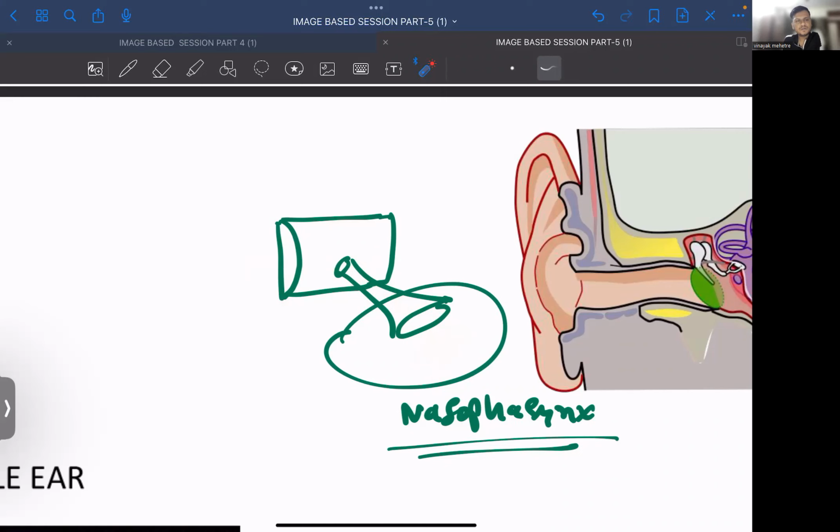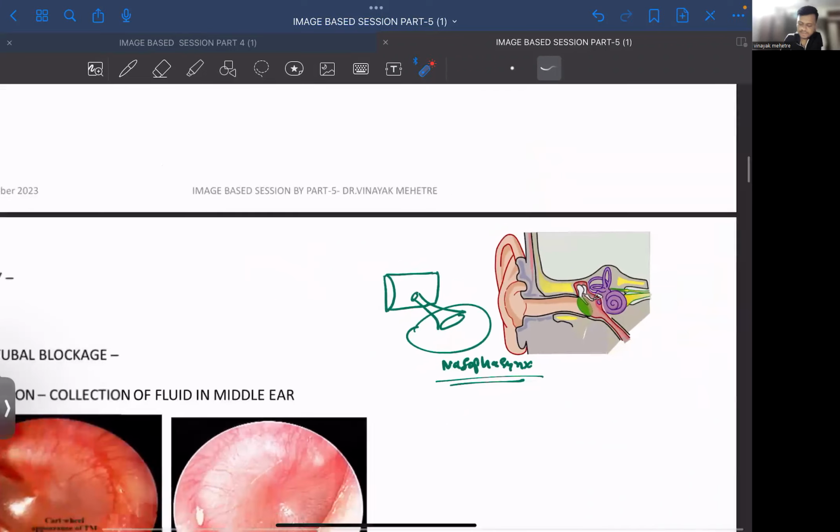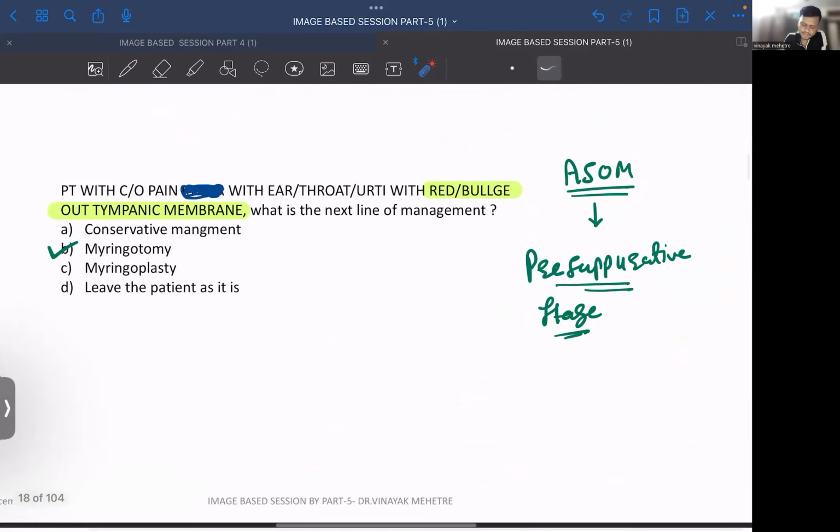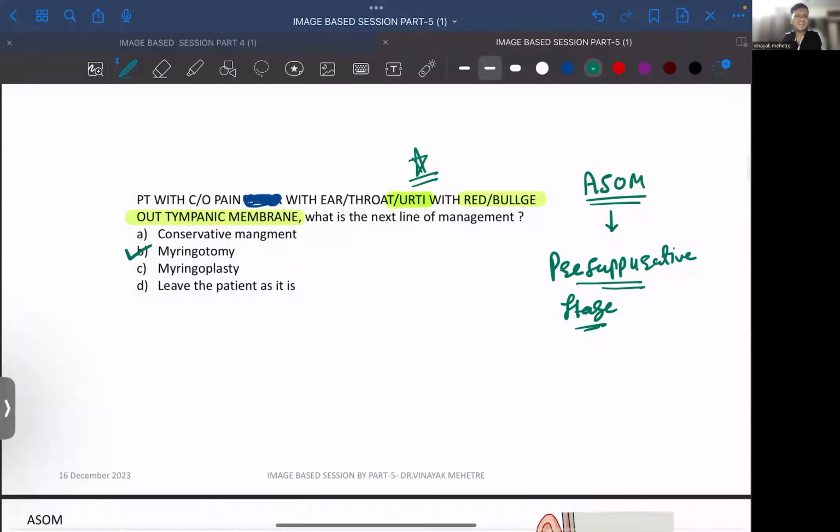Whenever you get a question on ASOM, the history will come: you will write sore throat and cough and cold, right? Features of an upper throat infection, with pain in the ear, that too acute. What is that? It is ASOM.